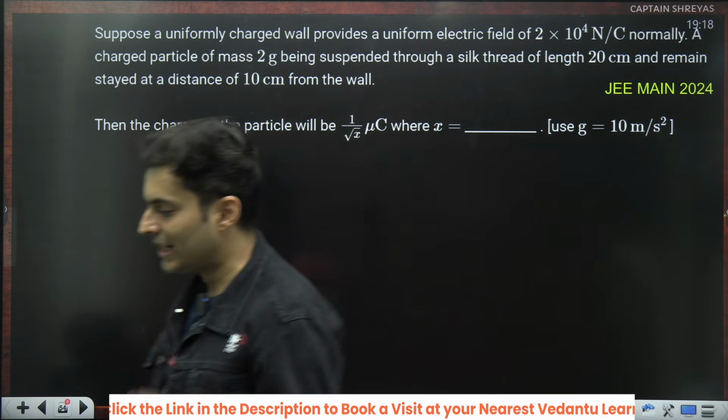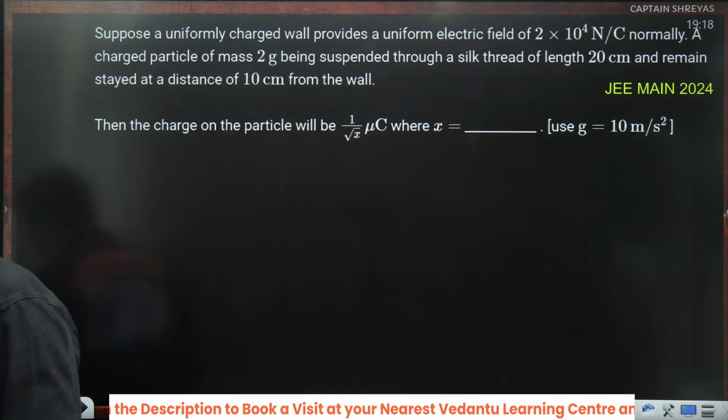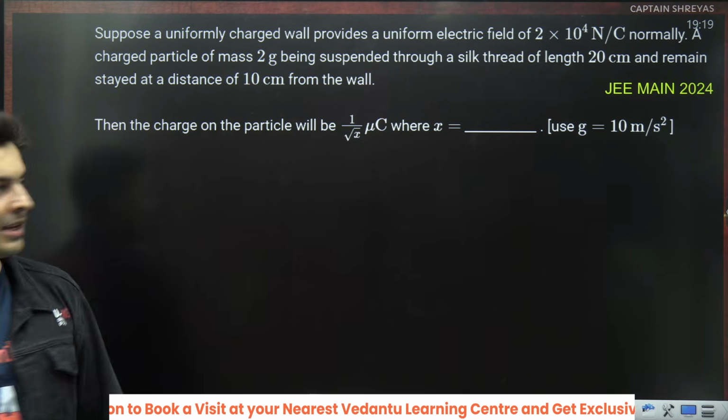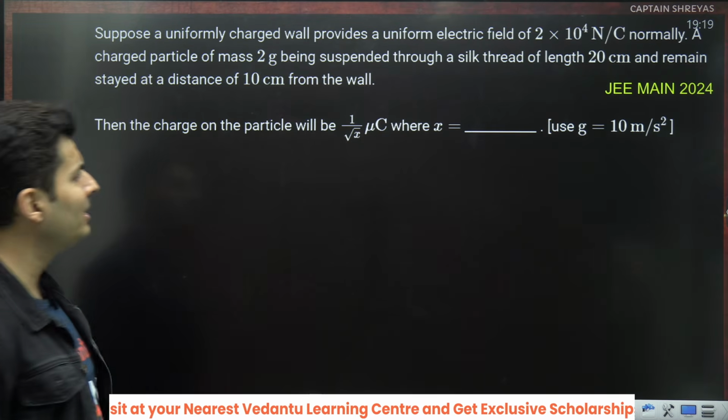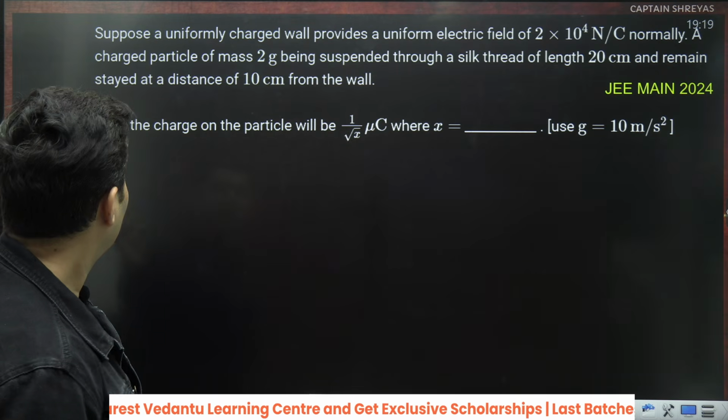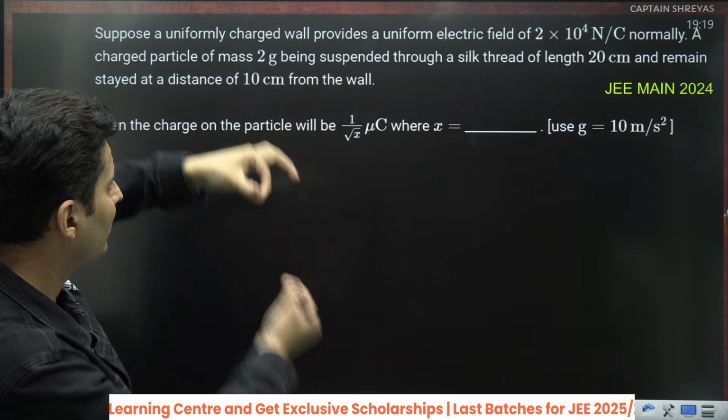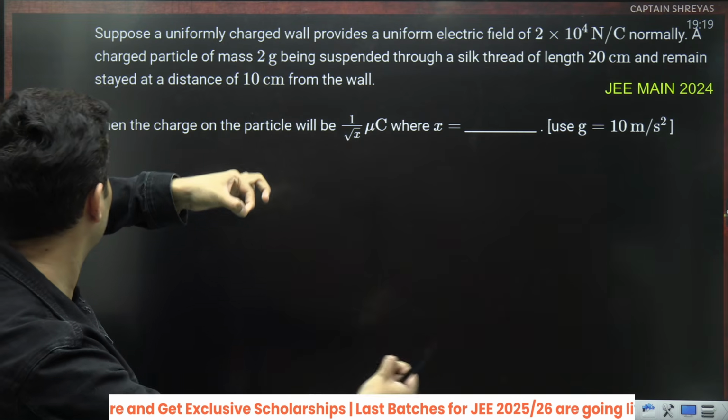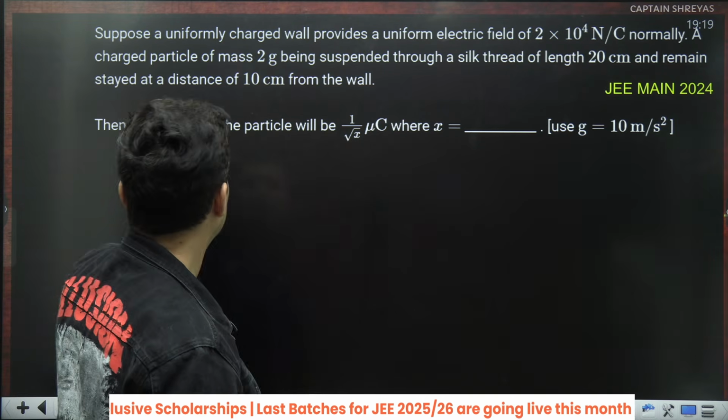Okay, moving on to the next question, guys. Get ready for it. All amazing questions in the numeric type. Here it comes. A uniformly charged wall produces some field. A charged particle is being suspended through a thread and remains at some distance. What is the charge on that particle?